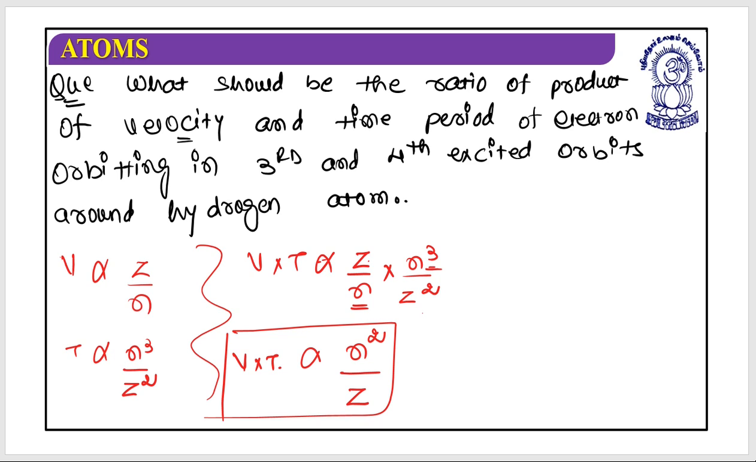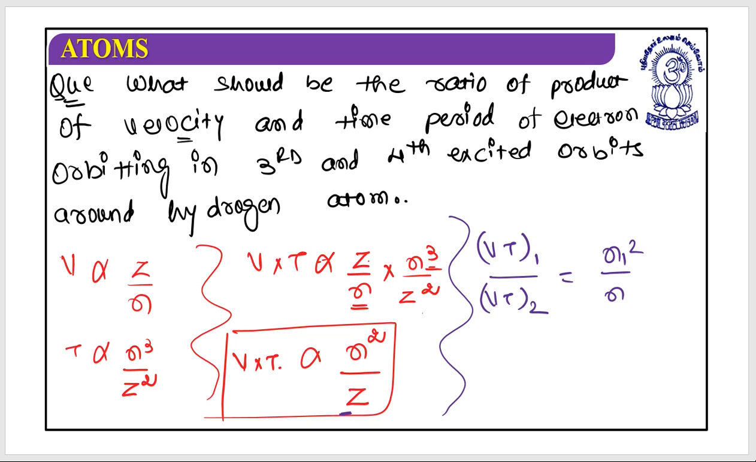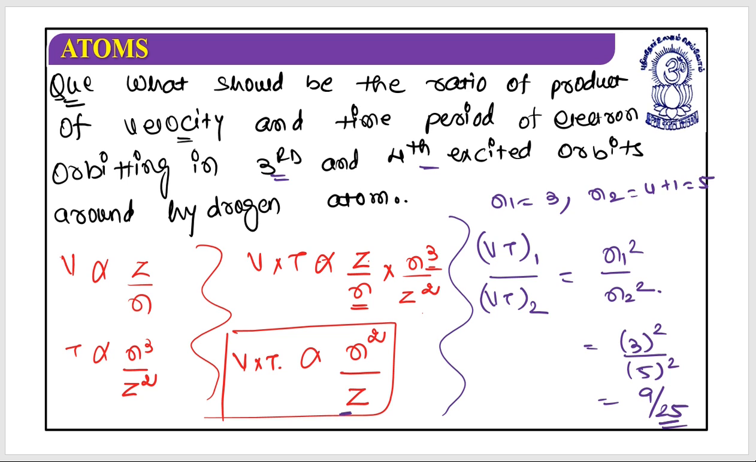Let's calculate it, because both are moving around the hydrogen atom, so Z equals 1. So v into T of the first orbit divided by v into T of the next orbit is n1 square by n2 square. They are moving in the third orbit, so n1 equals 3, and the fourth excited orbit means n2 equals 4 plus 1, which is 5. So this is 3 square divided by 5 square, which is 9 is to 25. I hope this is clear.